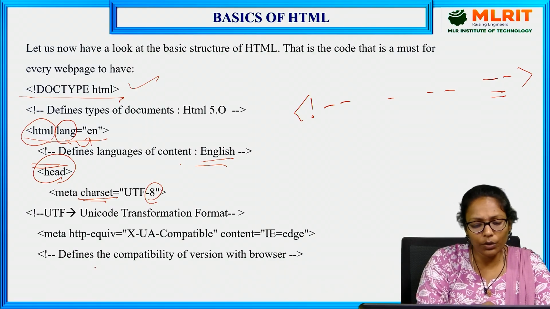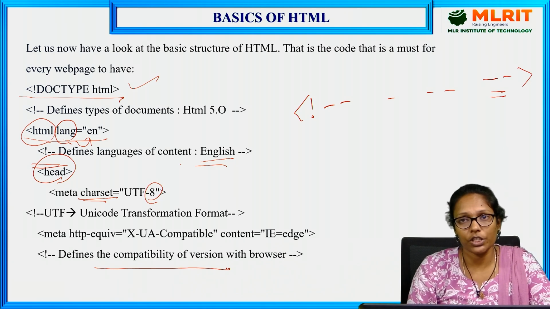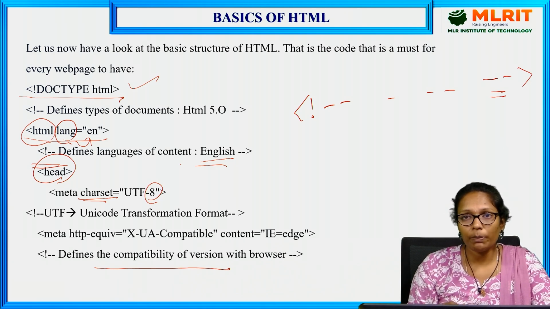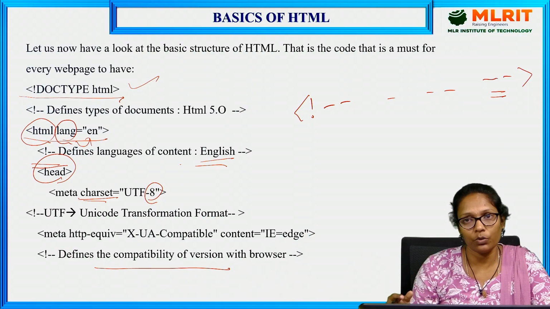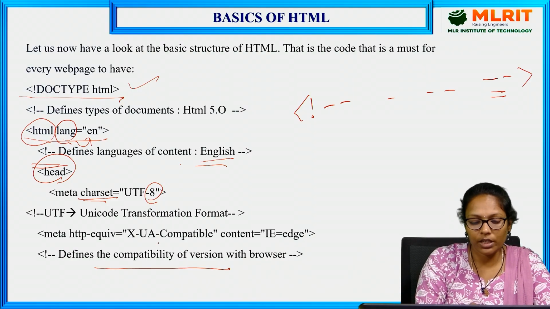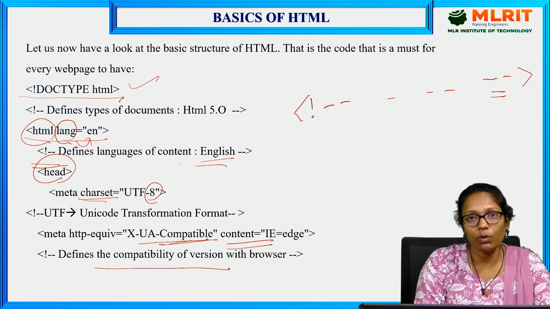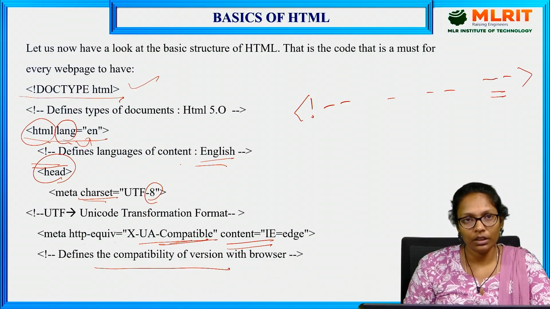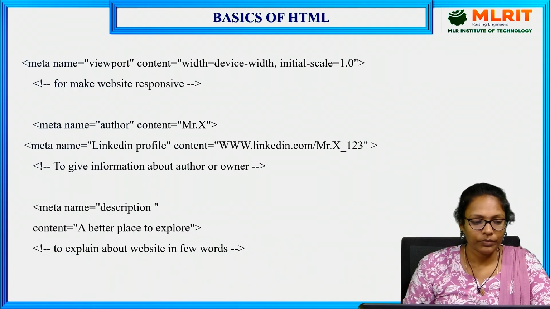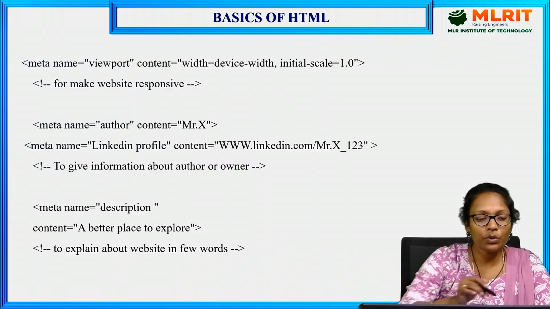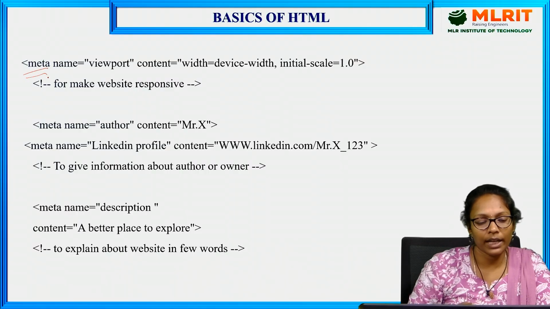And next, you're also giving the compatibility of the version. So you're designing one web page. The web page should be compatible with which versions of the web browsers, what type of web browsers it should support. That also you can mention here. So http-equiv, the compatibility with what type of browsers or what versions of the browsers, that you can mention in the tag. So you can observe for all these things, you're using a common tag name, that is meta tag.